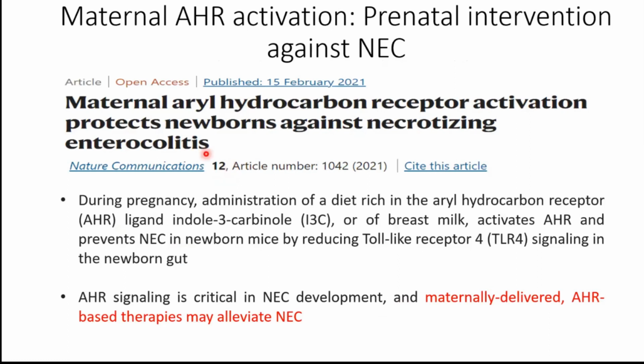So this study was published in 2021. In this, they studied maternal aryl hydrocarbon receptor activation as prenatal intervention against NEC, and it was concluded that AHR signaling is critical in NEC development, and maternally delivered AHR-based therapies may alleviate NEC.